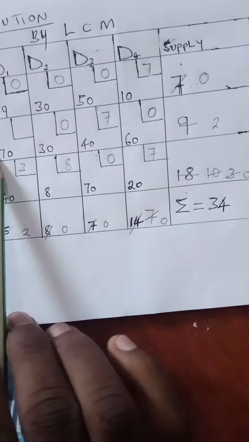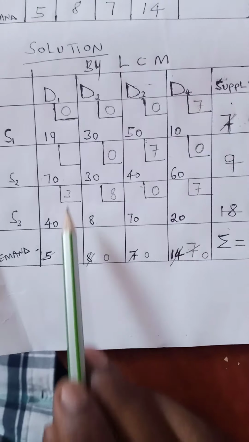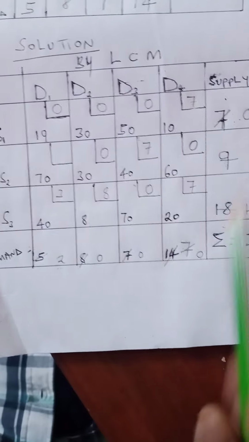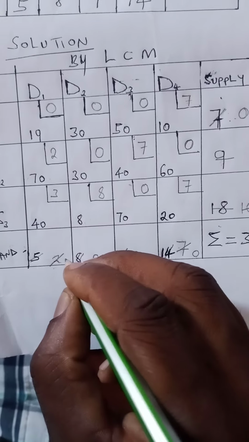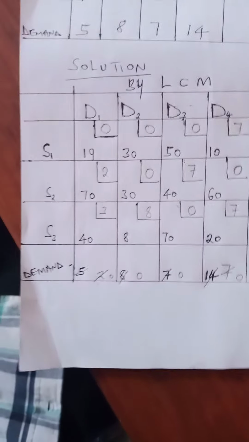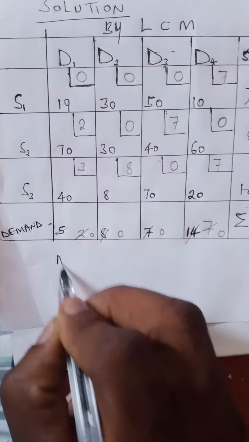Then the following is this one, 70. As you can see here, our demand is 2 and our supply is 2. So you can put 2 here, and 2, then 2 minus 2 equals 0, then 2 minus 2 equals 0. As you can see here, our demand and supply have balanced. As you can check here, there are only zeros, and here there are only zeros.